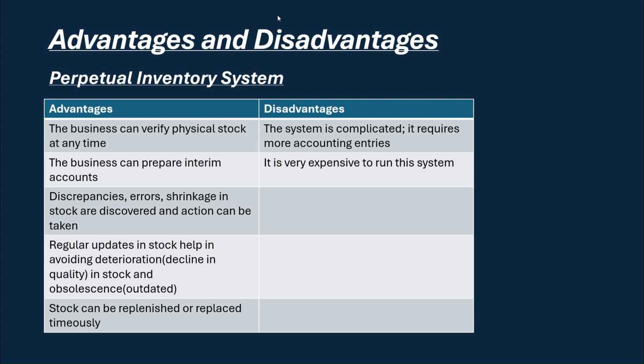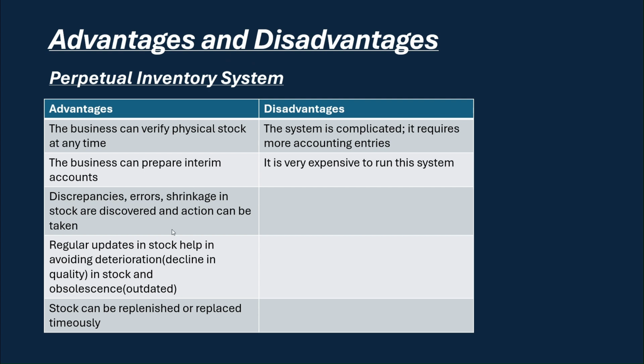Right. So now after that, we have what? We have discrepancies, errors, shrinkage in stock are discovered and action can be taken. So the moment they can see that there's a problem in the stock that they have, action can be taken right there and then, right? Rather than in a periodic inventory system whereby they're gonna find out 6 months down the line and they basically don't know when and how it happened, right?